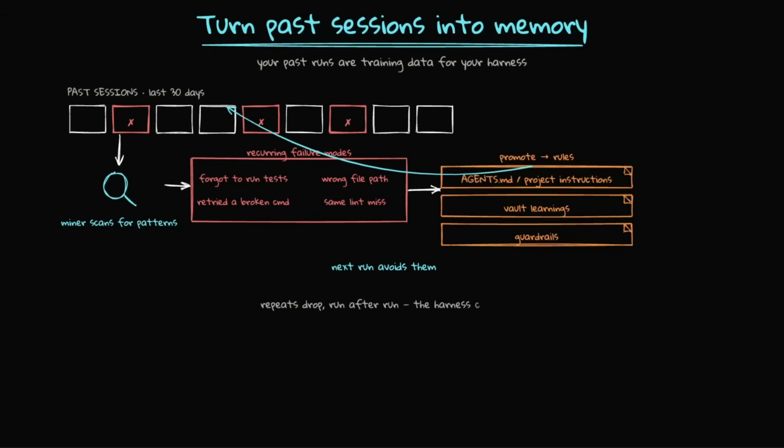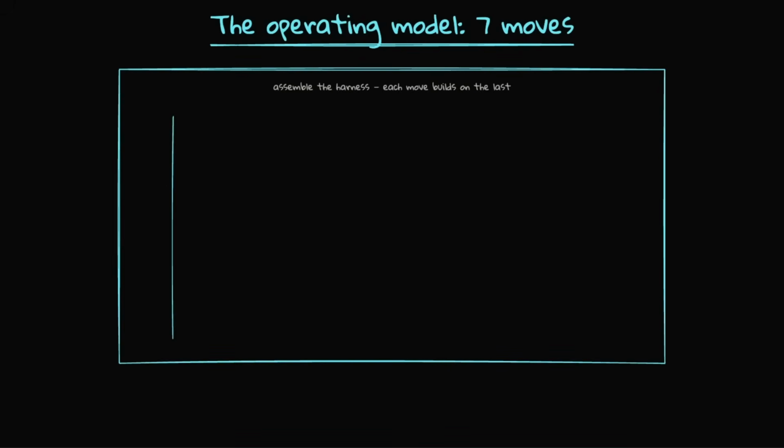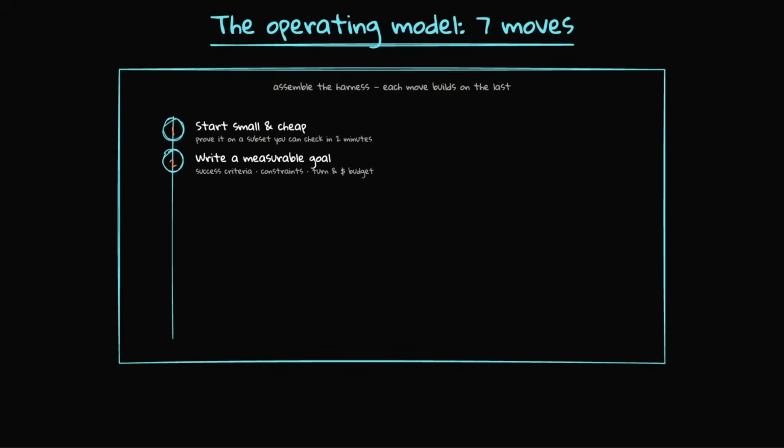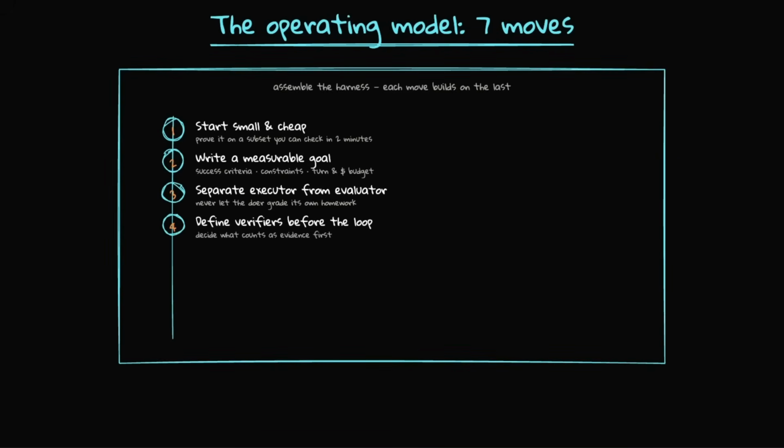This is kind of a naive version of recursive self-improvement for one specific agent that a lot of people don't really take advantage of. Now, in practice, here's the workflow that I would put together. So start small and cheap, prove it on something you can check in a couple of minutes, then write a clear measurable goal, separate your execution from your evaluator, define your verifiers before you start the loop.